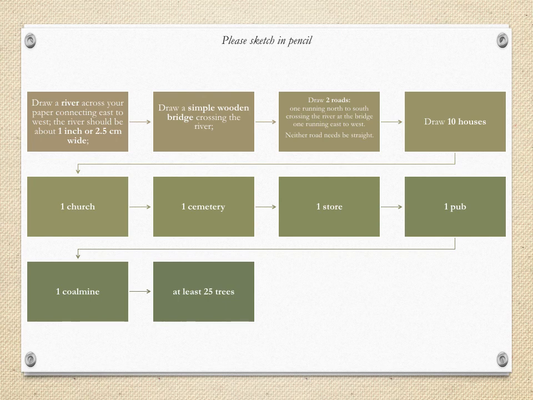So first I want you to draw a river across your paper, connecting the east to the west, right? It's going to be a horizontal river along a longitude line. It does not have to be straight. It can be curvy, but it should go from the west side of your paper, which would be your left side of the paper, to the east side of the paper. I want your paper to be landscape, not portrait, so that it is longer across than it is up and down. So draw your river. Your river should be about 1 inch wide.